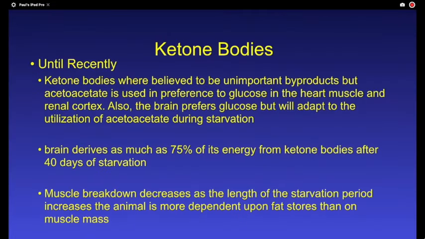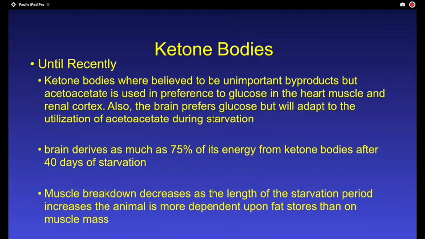For a very long time, we believed that the ketone bodies were a byproduct of a diseased state, but we actually now know that heart muscle and the renal cortex are the ones that use it in preference to glucose. Although the heart and the renal cortex can use glucose, it really prefers the other and will only adapt to use glucose in very strange circumstances.